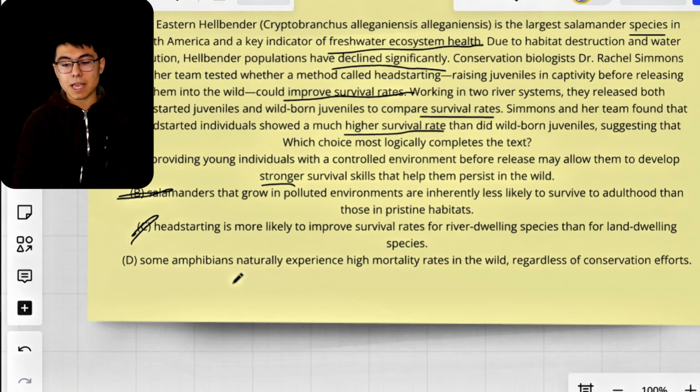Choice D, some amphibians naturally experience high mortality rates in the wild regardless of conservation efforts. Well, this weakens the conclusion by implying conservation efforts won't help. And we don't want that, right? We don't want to weaken our conclusion. That's why D is also wrong. And the best choice here is choice A.